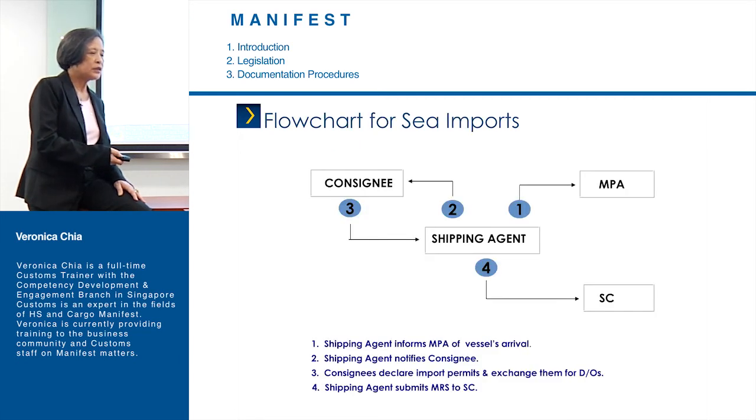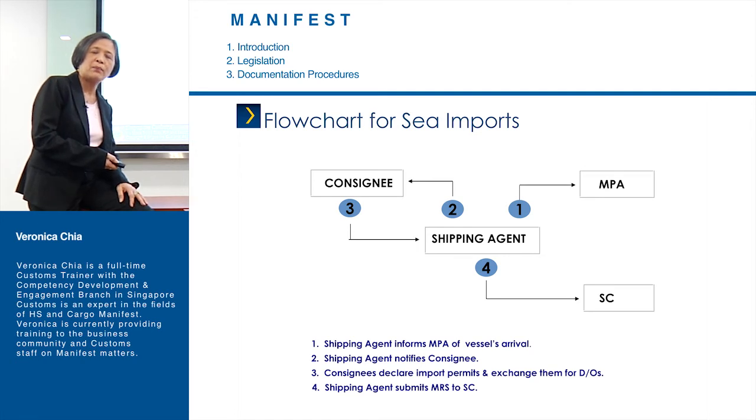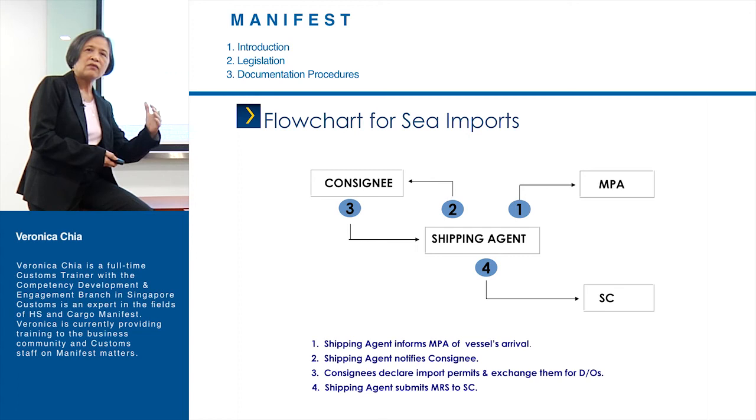In summary, I'll just give you a flowchart of the sea imports. First will be the shipping agent. When they know that the vessel is going to arrive in Singapore, they will inform MPA, that's Maritime Port Authority of Singapore, and tell them that a particular vessel is going to come to Singapore. Normally it will be within 24 hours prior to arrival.